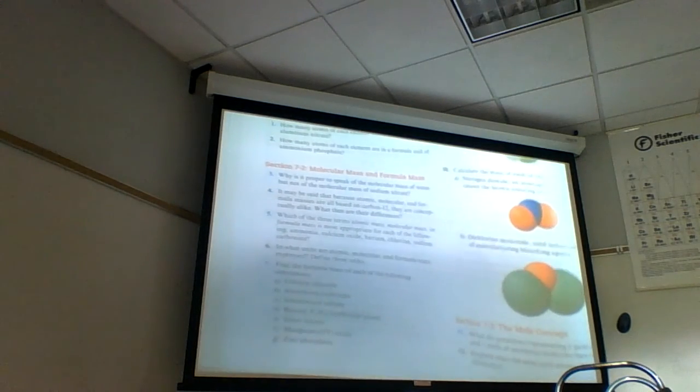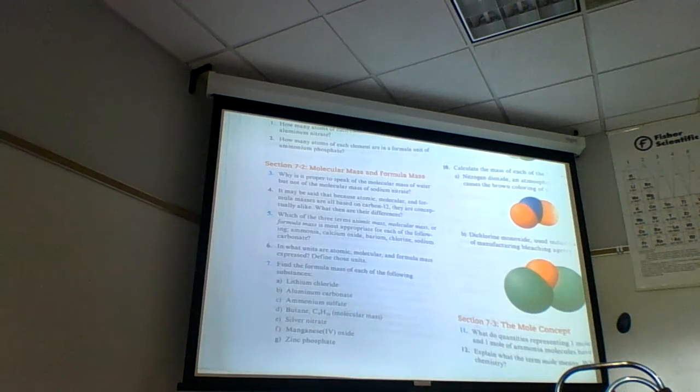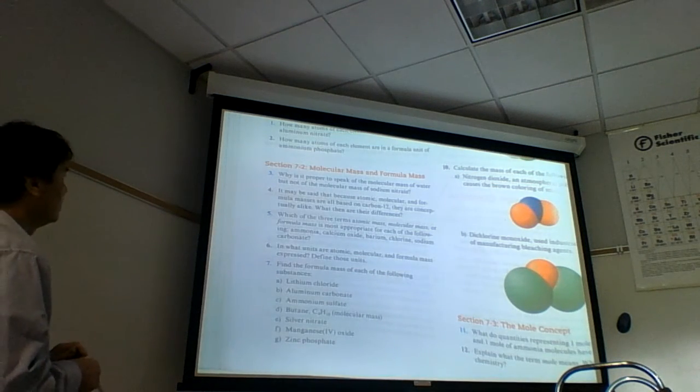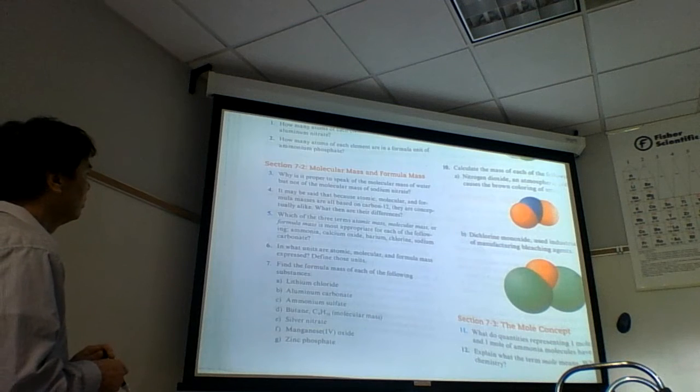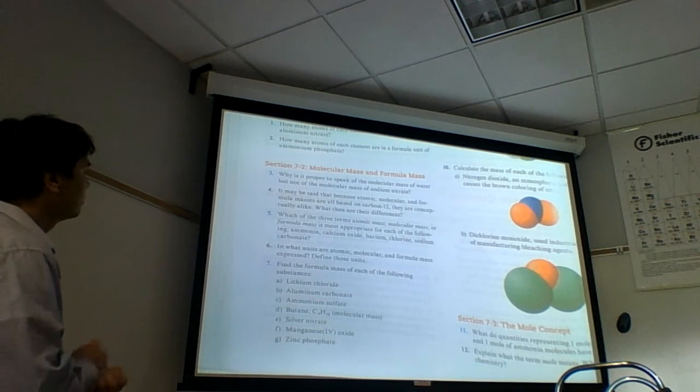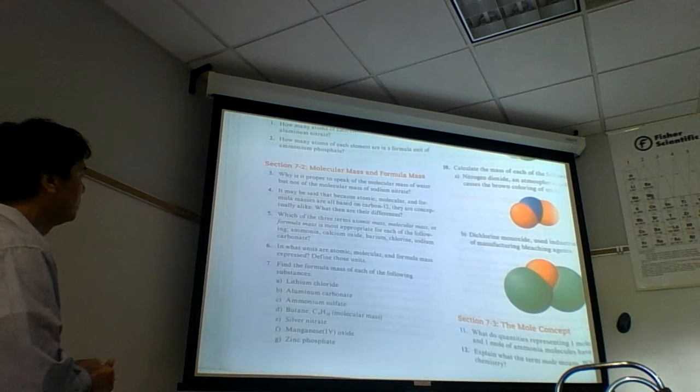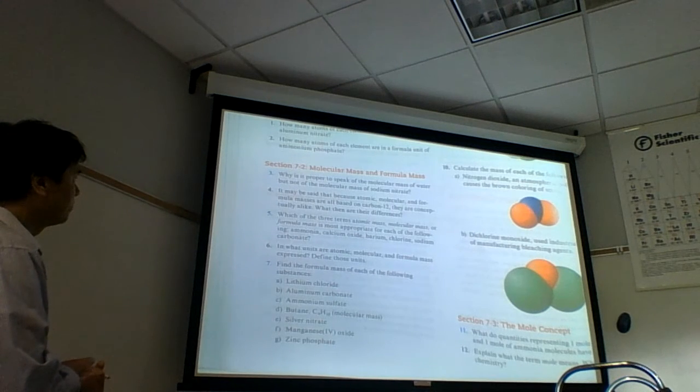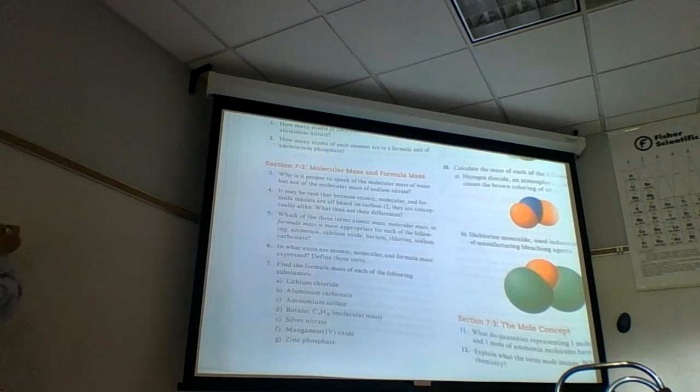4. It may be said that because atomic, molecular, and formula masses are all based on carbon-12, they are conceptually alike. Well, what then are their differences? What is atomic mass? Well, atomic mass is how much an atom weighs. So this can be u per atom. Atomic mass of carbon-12, for example. Molecular mass would be like CH4, u per molecule.